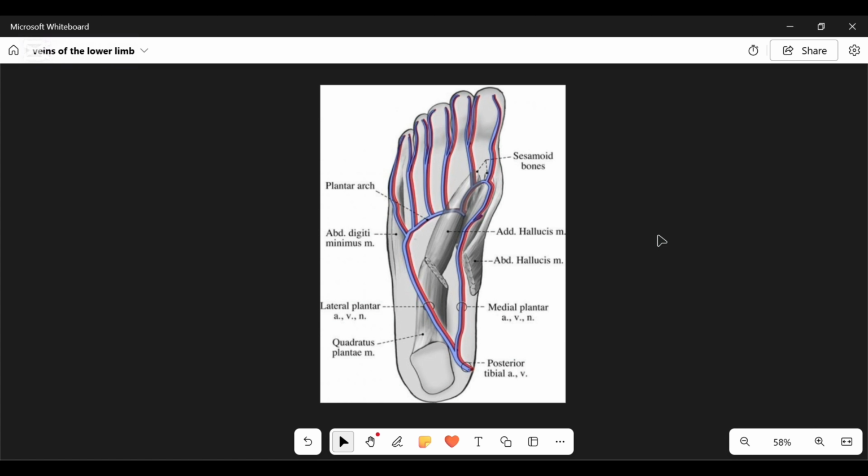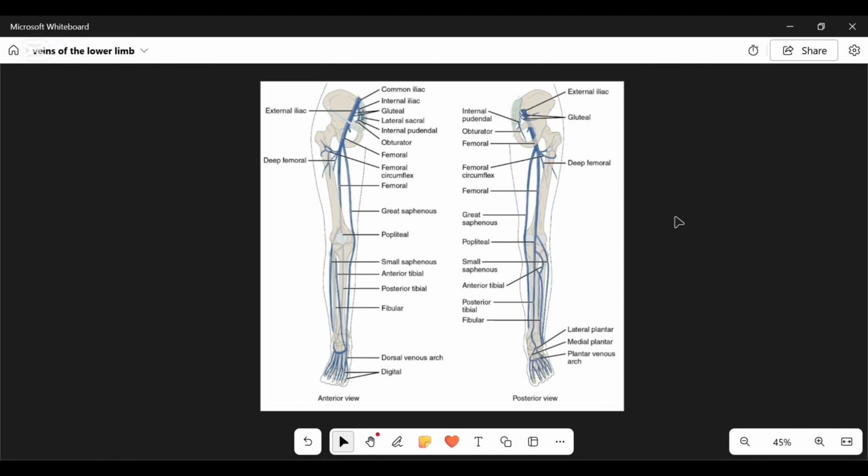Now the plantar venous arch follows the plantar arterial arch. The plantar venous arch feeds into the posterior tibial vein through the lateral plantar vein and the medial plantar vein. So as a summary, we can start with the anterior view, and this time we can go from top to bottom, starting with the common iliac vein. This is going to give us two branches, the internal iliac and the external iliac vein.